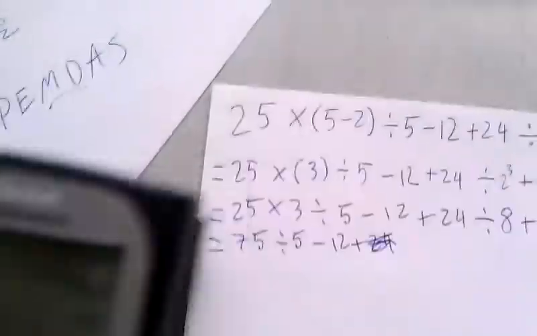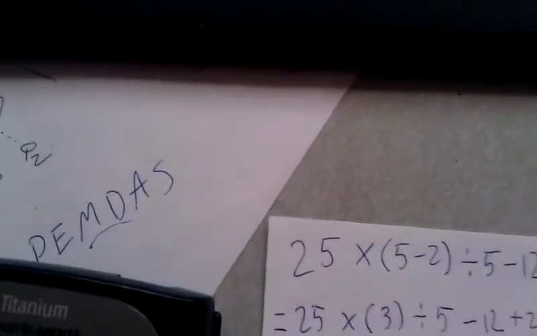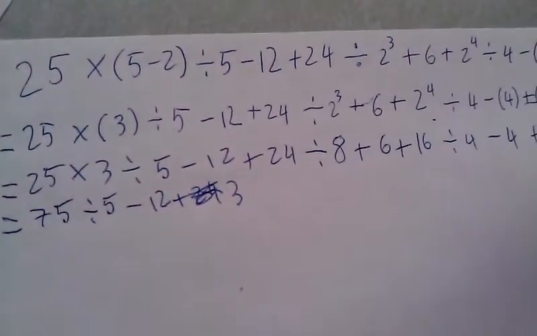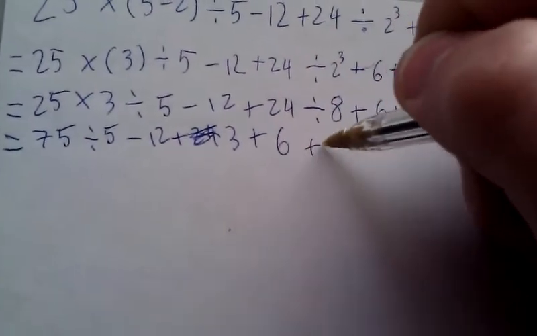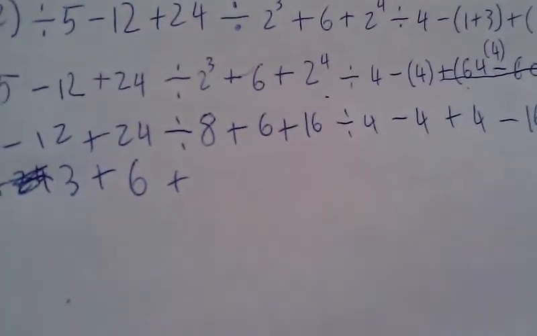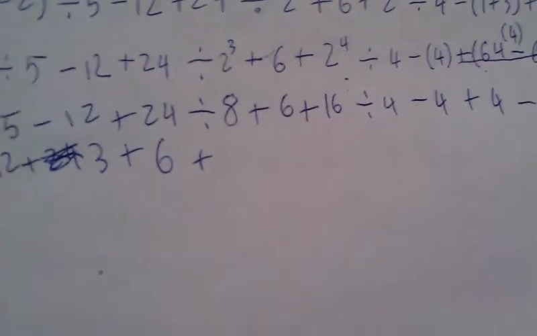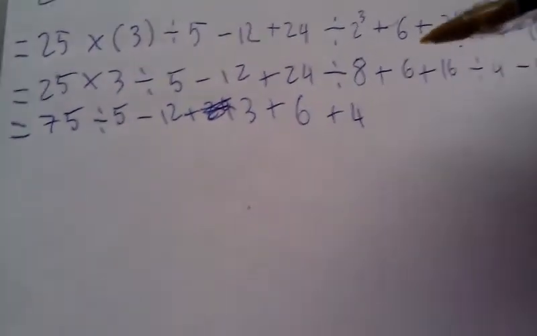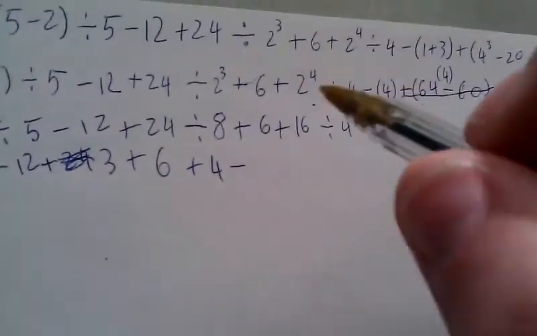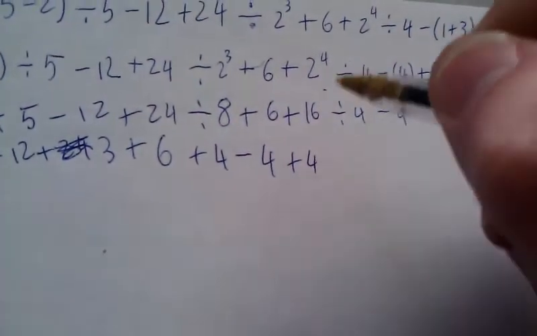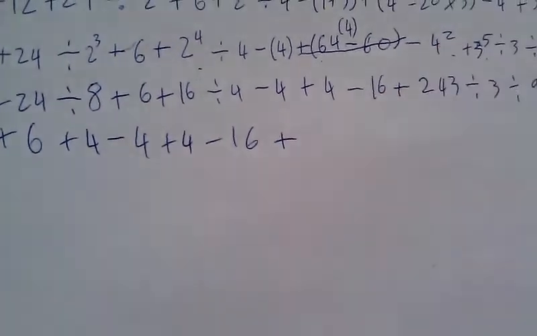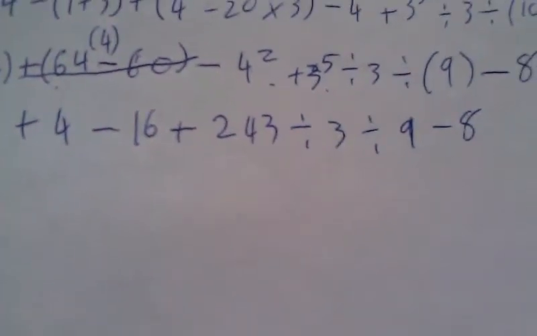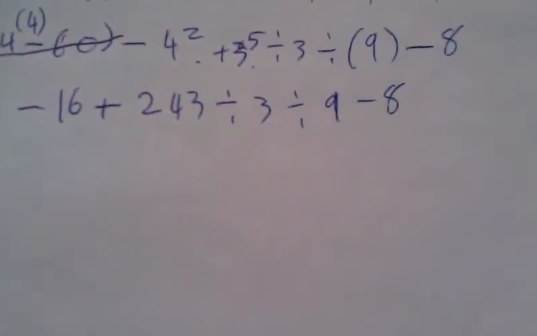So that's silly me, that's 3. And then plus 6 plus. And then we have a 16 divided by 4. So that should be 4. And minus 4 plus 4 minus 16 plus. Okay, so now we have a 243 divided by 3 divided by 9.